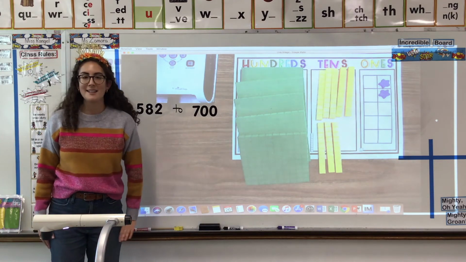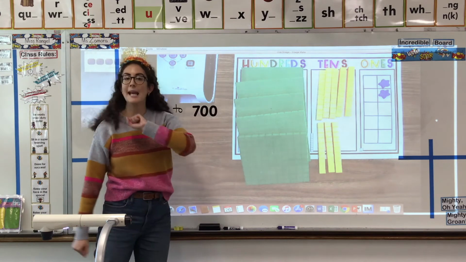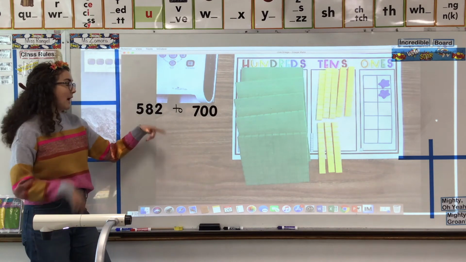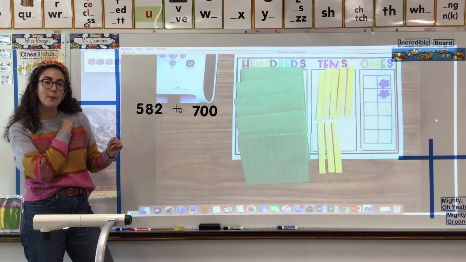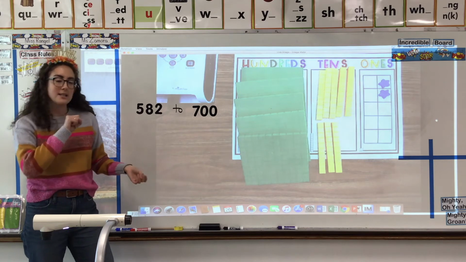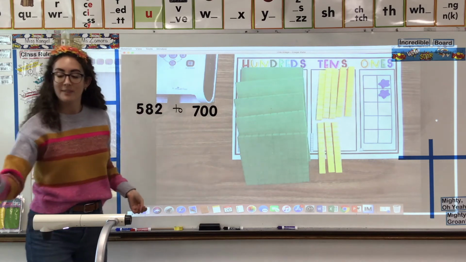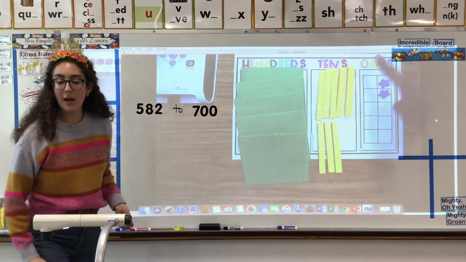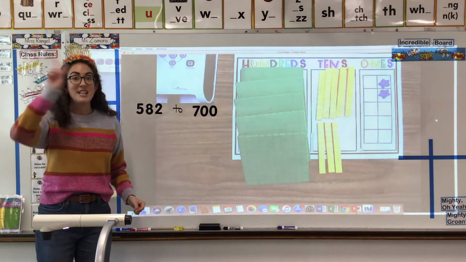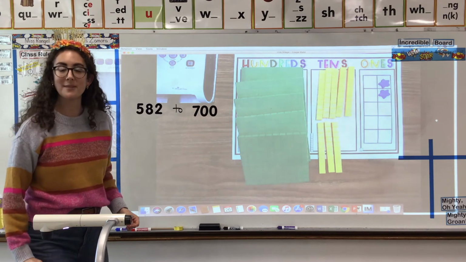Okay, second grade, do you have 582 on your board? So, I'm going to ask you the same thing in unit form. In 582, how many ones are there? 2, and 2 ones is worth how much? Just 2, the 2 ones.